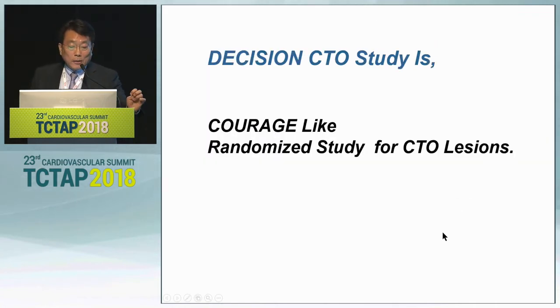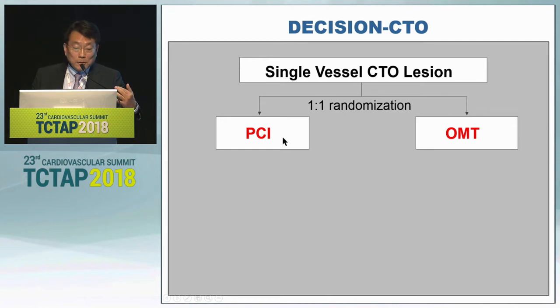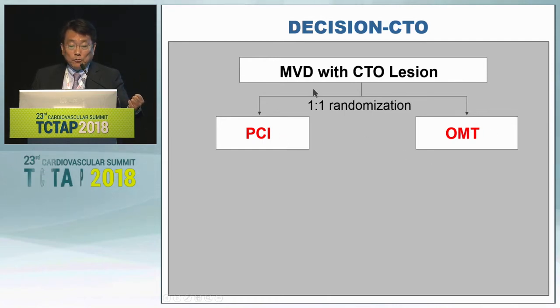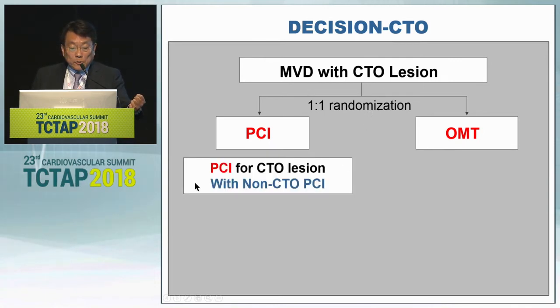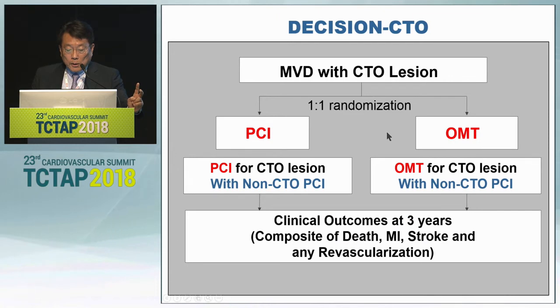So, regarding decision CTO studies, we are still struggling to popularize our data. COURAGE-like randomized studies interpreted CTO lesions eligible for PCI, just PCI versus OMT randomization. Single vessel CTO was simply randomized, PCI versus optimal medical treatment. In multivessel with a CTO lesion, actually, PCI for the CTO lesion with non-CTO PCI versus optimal medical treatment for the CTO lesion with non-CTO PCI. The meaning is that any multivessel CTO lesions get non-CTO lesion PCI as a stem procedure, and so ultimately we are remaining with a single vessel CTO, and we observed clinical outcomes at 3 years.